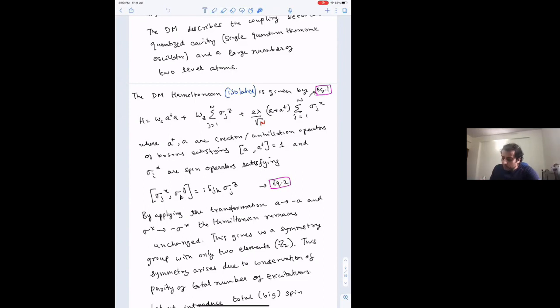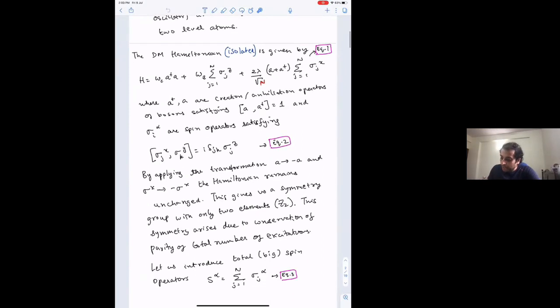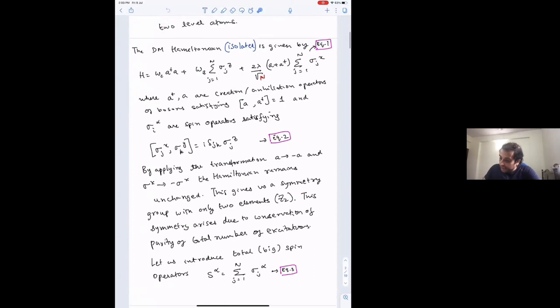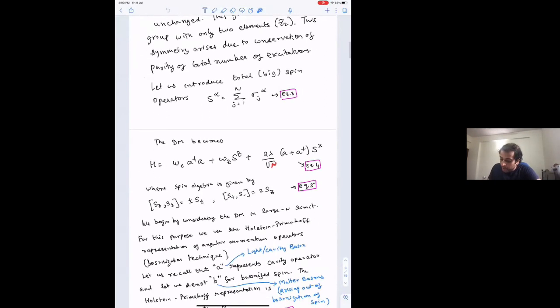Basically, what happens in this model is that it is the total spin that plays a role. You see that it's the sum over all spins. So the total spin plays a role. And finally, in terms of total spin, you can write the decay model like this. So this is our starting point. It has various symmetries and so on, which I have written here, but I'll come back to these things. I'm going to highlight important parts of this presentation. So this is the decay model.